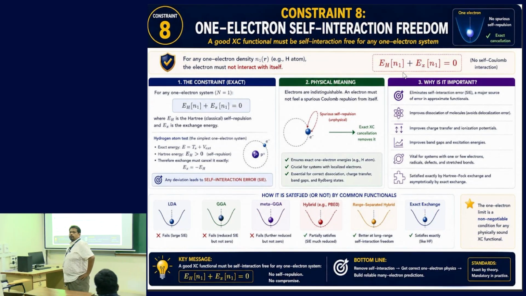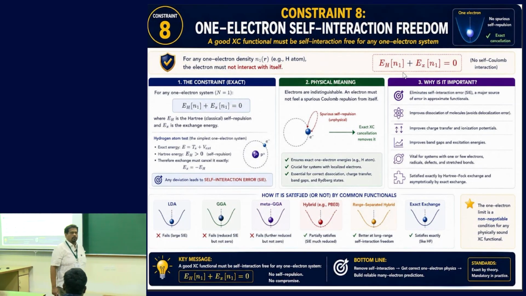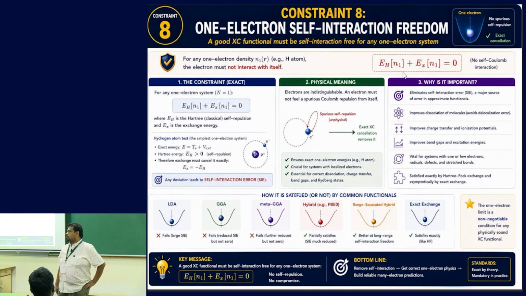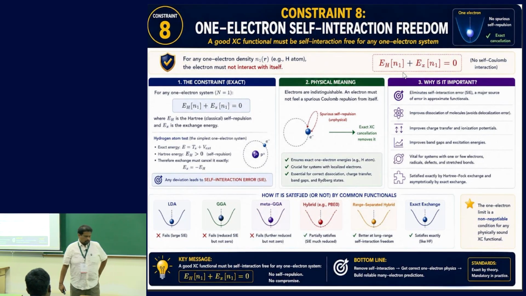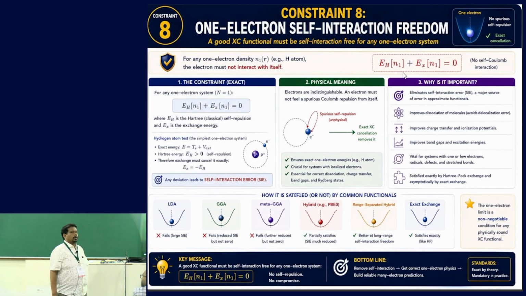That is something which was given by Perdew and Zunger. Before that, there was also another approach for self-interaction, called the Fermi-Amaldi correction. Recently they are using Fermi-Amaldi to do the one-electron self-interaction error correction in advanced density functionals, because it is easy.